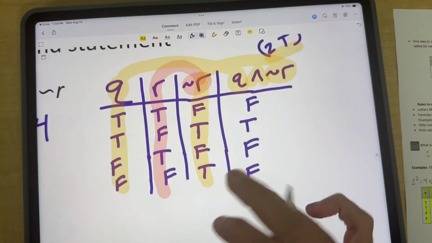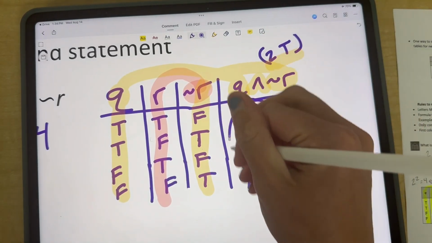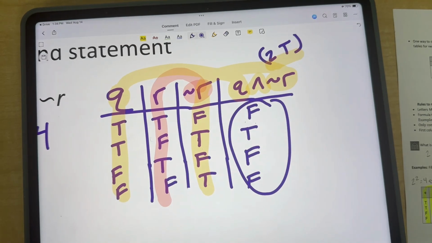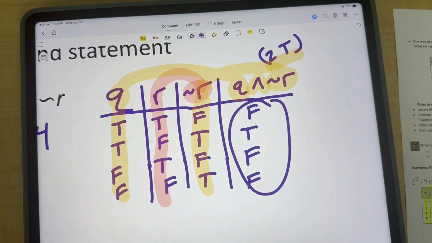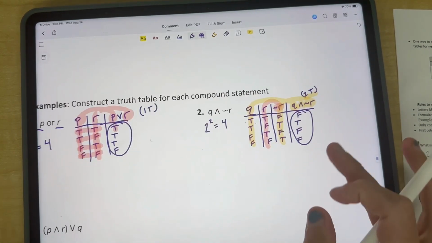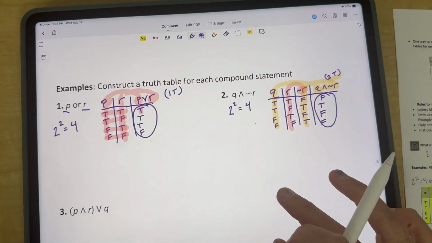So if I asked you what the final answer would be, this would be your truth table. That's what it needs to look like. False, true, false, false. Because the only time both things were true was the second row. Okay, there's only one time. All right, here we go. Hopefully, like I said, you guys saved your room because you definitely need it for the next one.